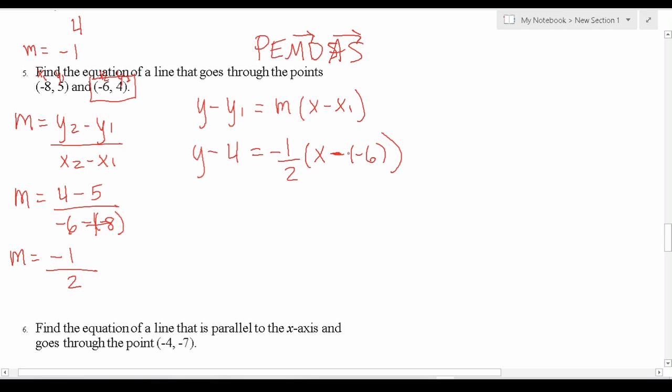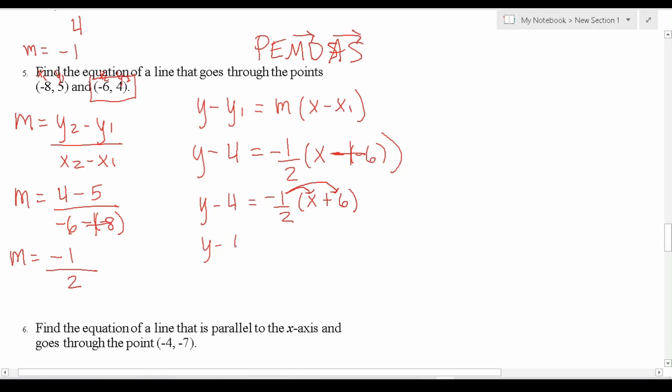As we know, that's going to simply become positive. So let's write that accordingly. y minus 4 equals negative 1/2 times x plus 6. Okay, so we've dealt with what was in parentheses. Now we're going to take this 1/2 and distribute it there as well as there.